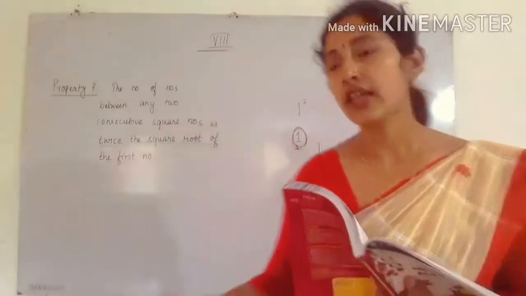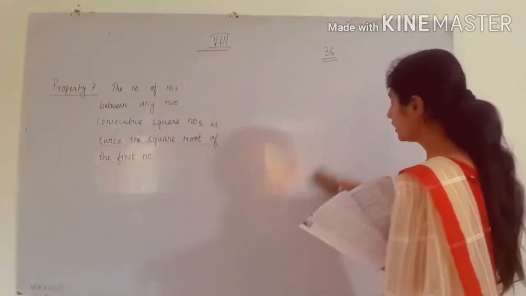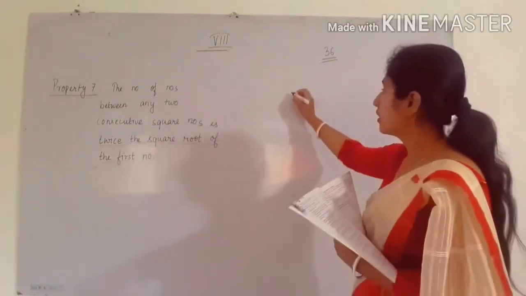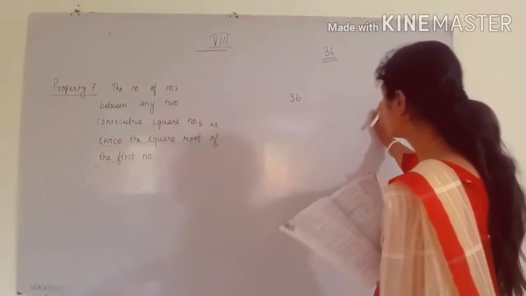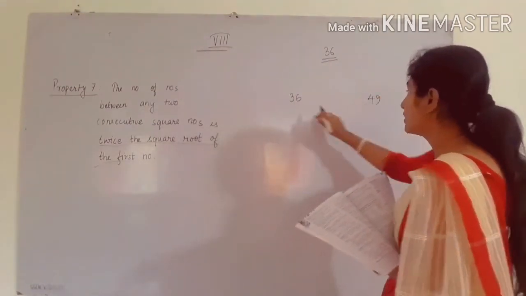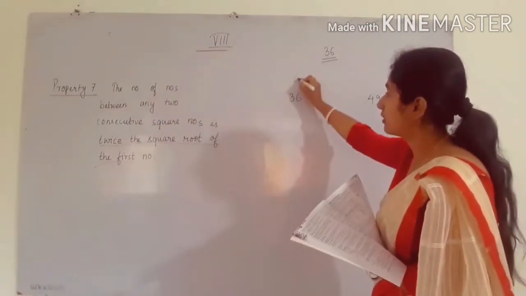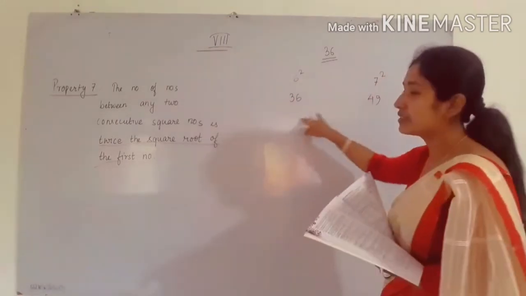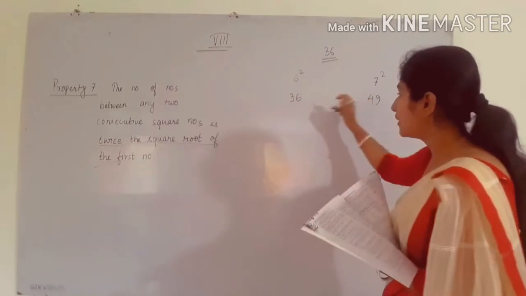Similarly, let us take another example. Suppose I will take first 36. 36 is a square number. And next I will take 49. So these are the two square numbers, and this is the square of 6, and this is the square of 7. Okay, these are the two consecutive square numbers, and between them how many numbers are there?